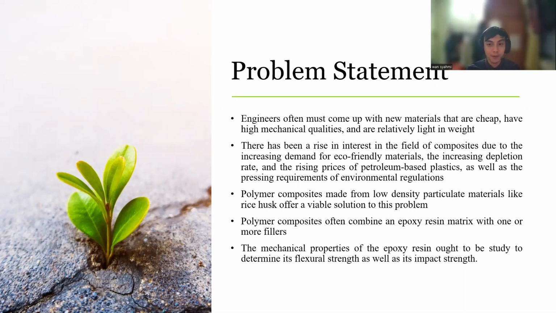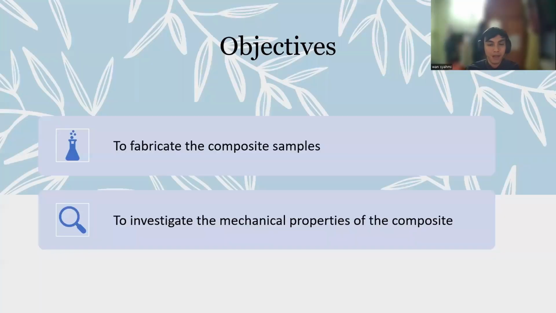Polymer composites made from low-density particulate materials like rice husk offer a viable solution to this problem. Next, polymer composites often combine an epoxy resin matrix with one or more fillers. So for the experiment, the mechanical properties of the epoxy resin ought to be studied to determine its flexural strength as well as its impact strength. So the first objective is to fabricate the composite samples, and second, to investigate the mechanical properties of the composites.